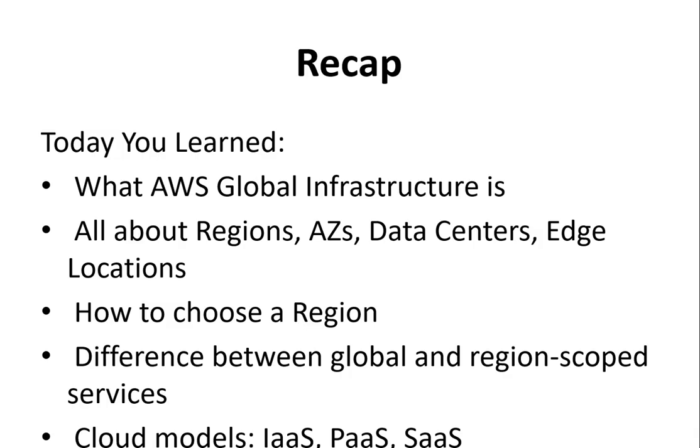And this is the recap of what we have learned today: what AWS Global Infrastructure is, regions, AZs, data centers, edge locations, how to choose a region, the difference between global and region scope services, and the cloud service models IaaS, PaaS, and SaaS. So this is our video about this entirely. This is important when you go in. It's not just about hands-on work on AWS. It's about knowing all the services, or rather, you should have an idea of how AWS actually works.